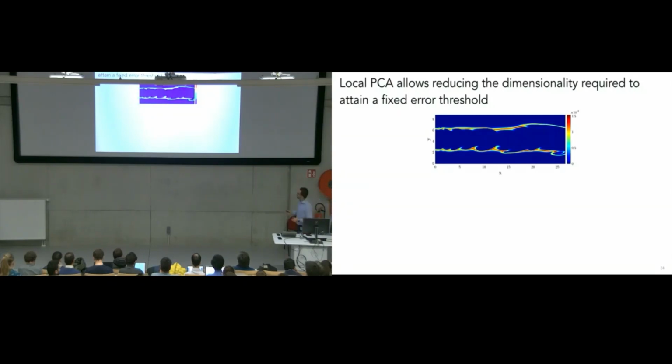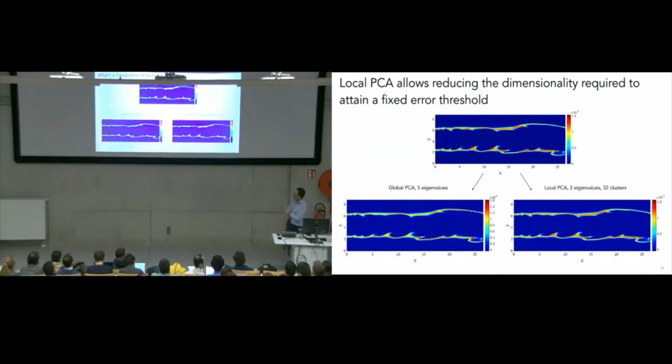Okay? So now imagine that you have this original field from the DNS. In this case, we are not looking at temperature now. We are looking at the OH radical. Okay? And you see that here you have the fuel region, on the sides you have the air, and then you have a very thin layer of OH. Now, if you try to apply global PCA to get this field, you need at least 5 eigenvalues, and you still get a decent approximation, but it's not perfect. While with the local PCA, a certain number of clusters and 2 eigenvalues, you get a perfect reconstruction.